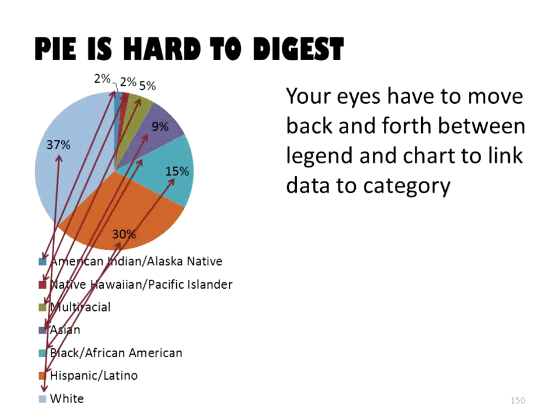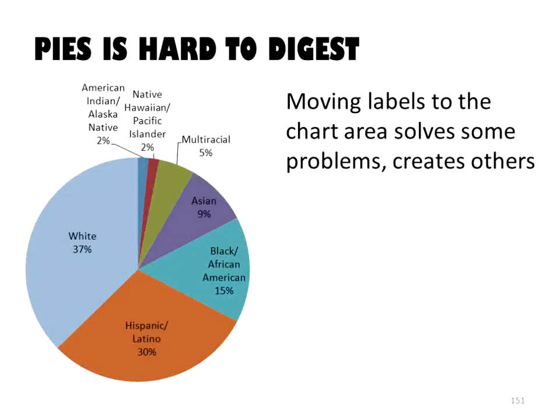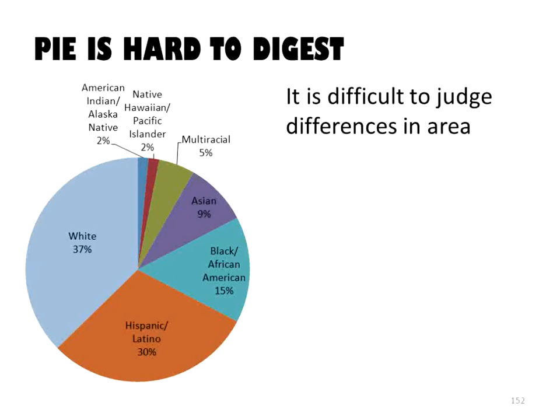You end up doing this, which is really annoying. Now we can move the category labels right to the chart area like this, but that just creates new problems because the labels are rarely going to fit into the pie slices nicely. So you have all these little lines and angles and so forth, which isn't very attractive. The point is, it's just harder to judge differences in area. And again, pie charts are rarely the best bet.